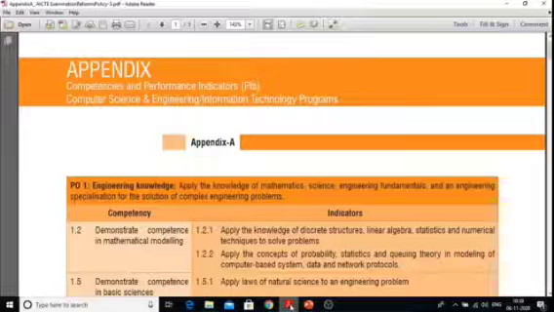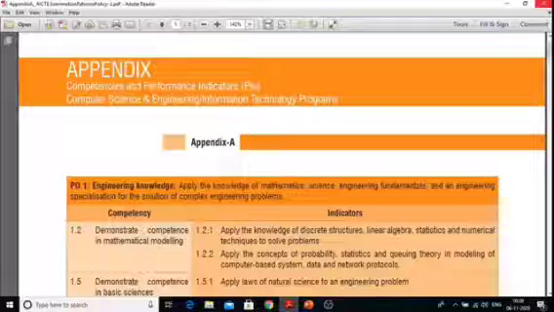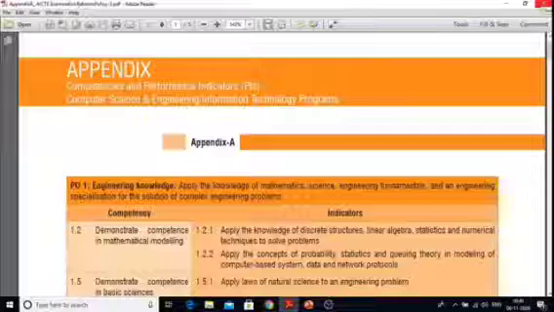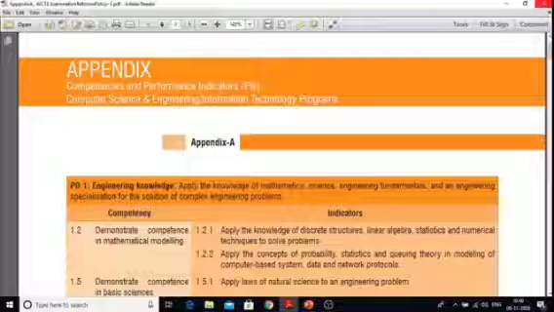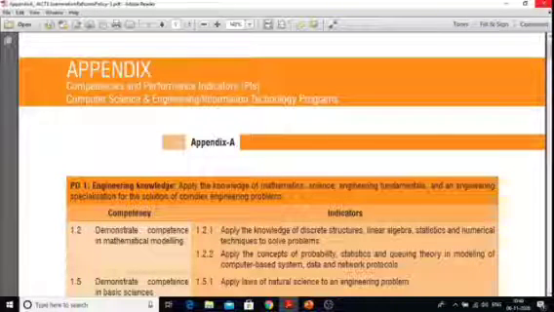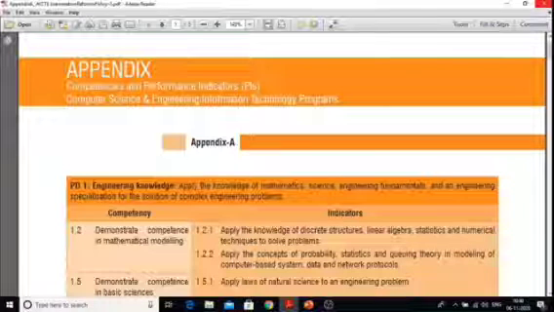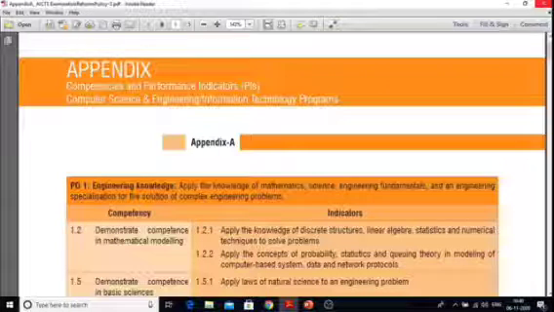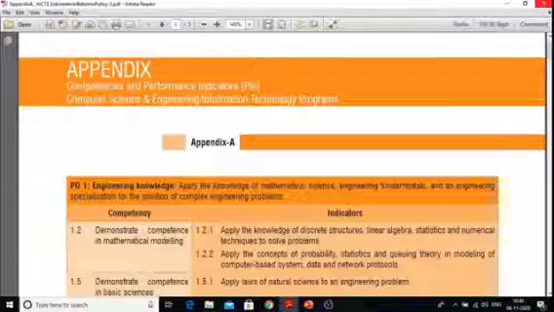Hello everyone. In this video, let us discuss how to map CO, PO along with competencies and performance indicators as defined by the AICTE new examination reform policy. So this is Appendix A that is given for the Computer Science Engineering and Information Technology department.